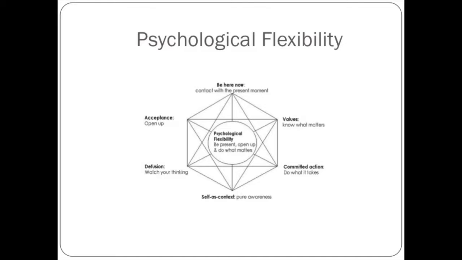Psychological flexibility is the overall goal of ACT, and to promote the achievement, maintenance, and growth of psychological flexibility, ACT describes 6 key processes to identify and practice. So those include diffusion, acceptance, attention to the present moment, perspective taking, values, and committed action.